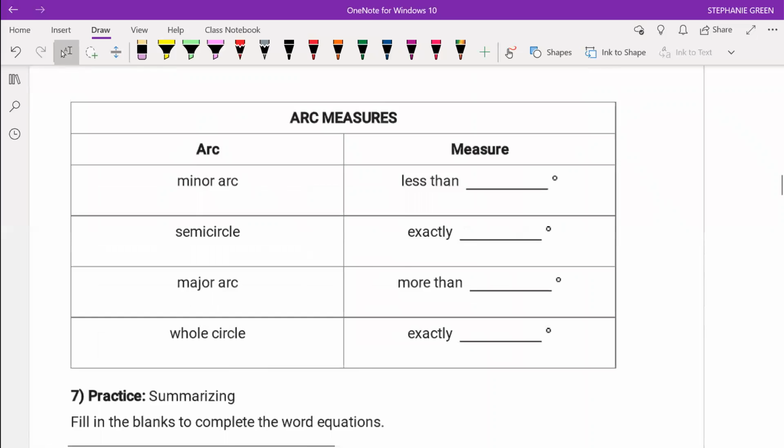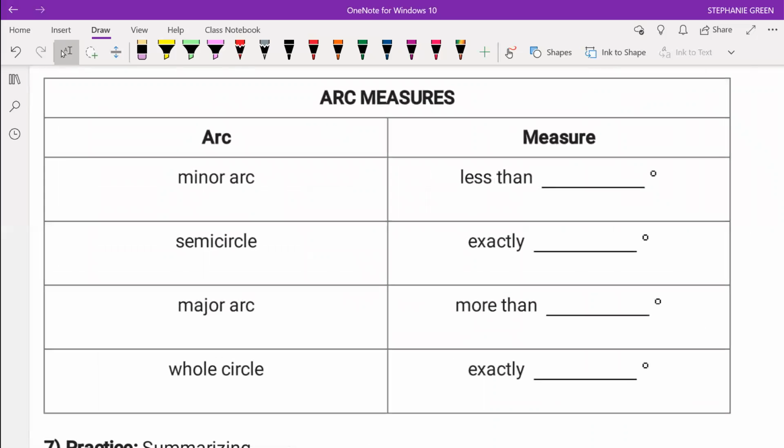Now let's talk about the measure of an arc. One thing I want to be clear on is that this is not representative of the length of an arc. Arcs do have lengths, and we will learn how to calculate an arc's length in the next section that we cover. Here we're talking about an arc measure. And when you hear the words arc measure, you should think angle measure, because an arc measure is equal to the corresponding central angle measure.